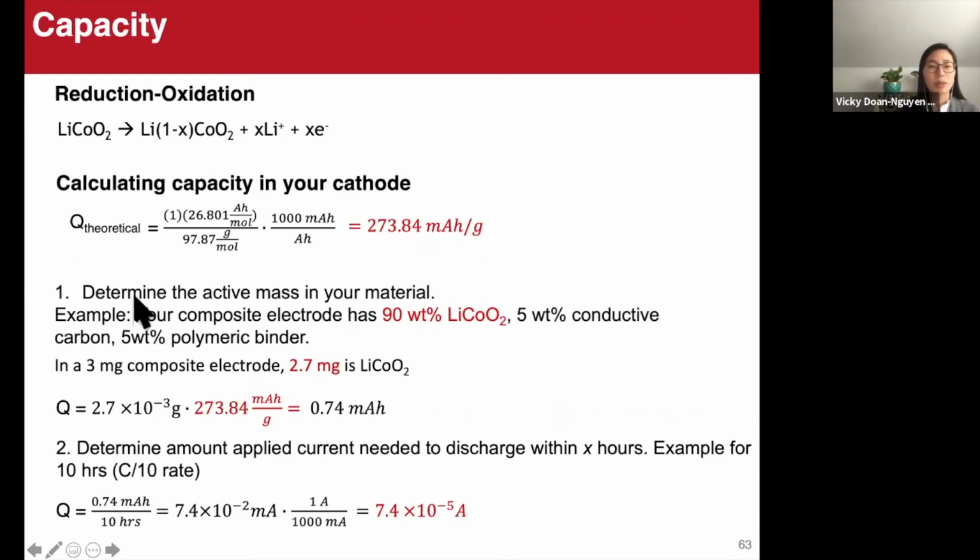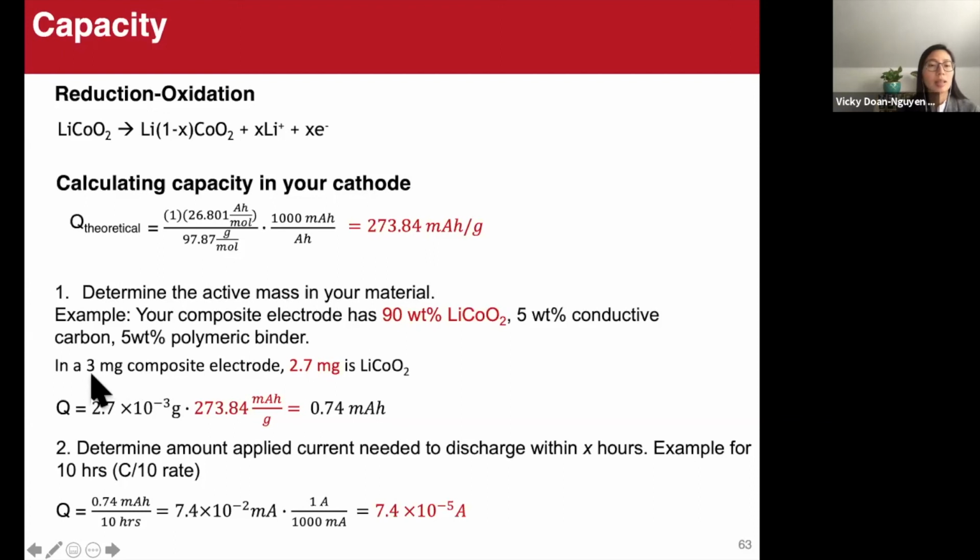And now we want to determine the active mass in the material and how much applied current we should apply to discharge or charge over a certain number of hours. So as you've seen with the slurry casting, the electrode isn't 100 weight percent of the active material. Let's say the composition is 90 weight percent lithium cobalt oxide, 5 weight percent conductive carbon, and 5 weight percent polymeric binder.